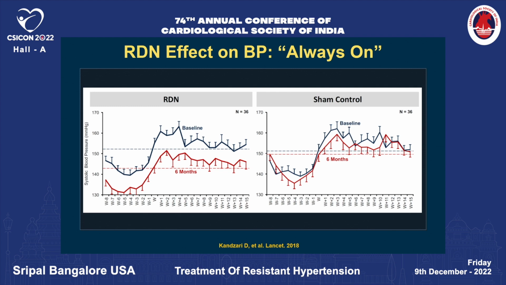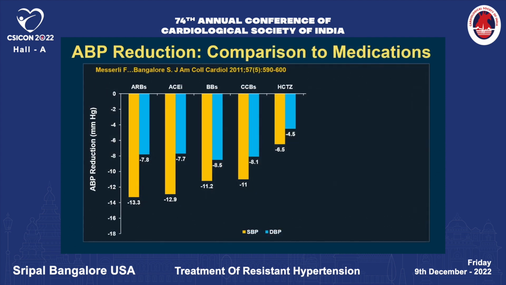The one major thing I think we should remember is that the blood pressure reduction with an antihypertensive agent really depends on whether the patient takes their medication or not. And that can vary on a day-to-day basis. But with renal denervation, there is this phenomenon of always on. Once you do the procedure, the patients have blood pressure control, and unlike medication, that does not depend on medication compliance. So this always on phenomenon will likely translate to significant reduction in cardiovascular outcomes.